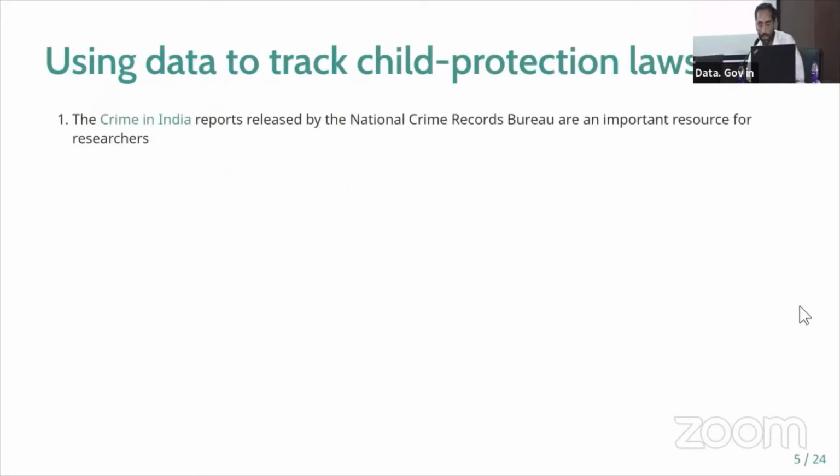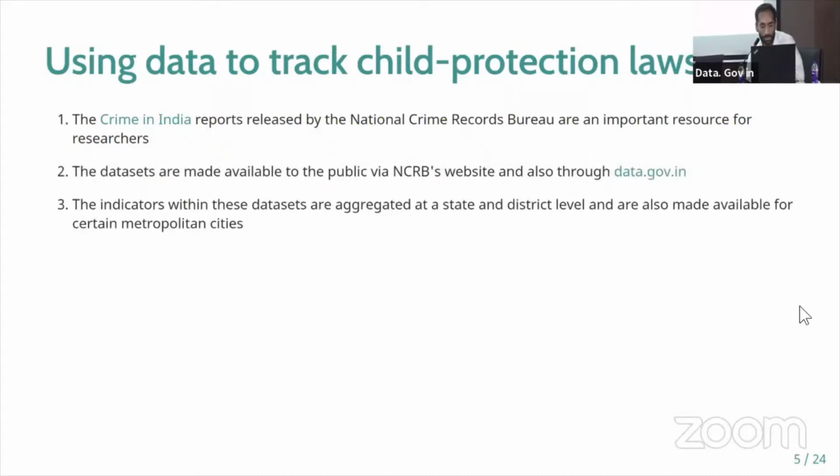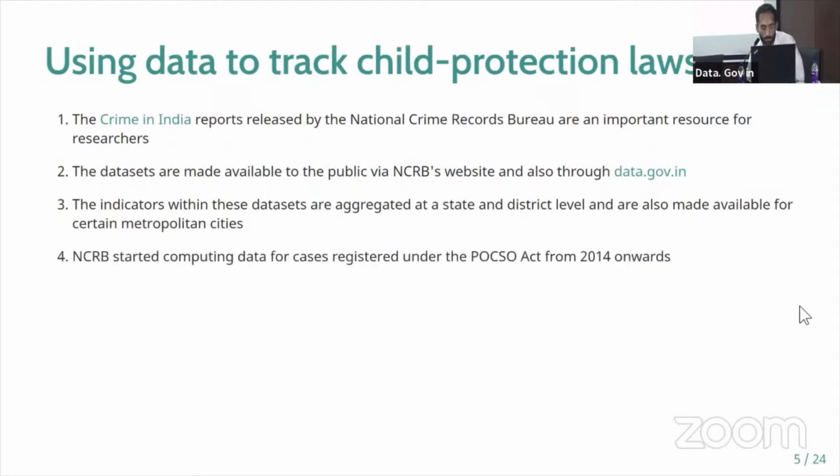So using data to track child protection laws. I think Miguel sir already spoke about the NCRB, and that is in fact the only official data set. The Crime in India reports, which are released by the NCRB annually, though not annually now. The latest one available is from 2020. Data sets are available, they are machine readable, so easy to interact with. Indicators though are aggregated at a police station level, but on the website they only release state level and for a few metropolitan cities.